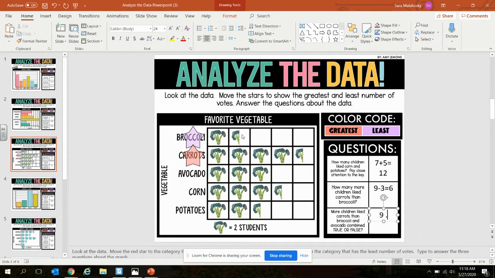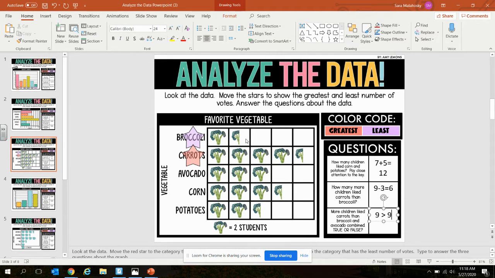Let's see. I'm going to use that greater than sign that we use at the beginning of the year. I want to know, more children like carrots than broccoli and avocado. So let's count the avocado and the broccoli together. 2, 4, 6 kids liked avocado and 3 kids liked broccoli. So 6, 2, 4, 6, 8, 9.